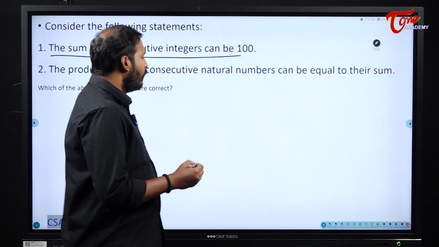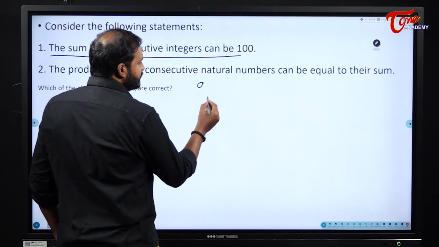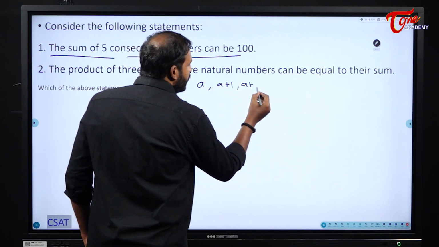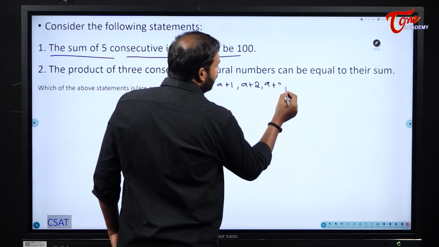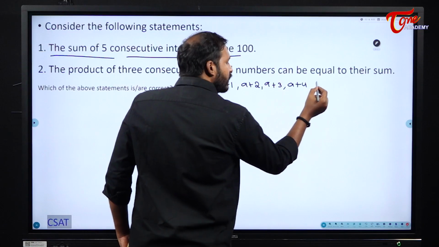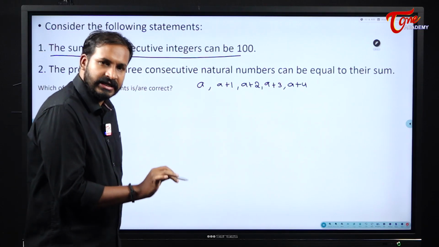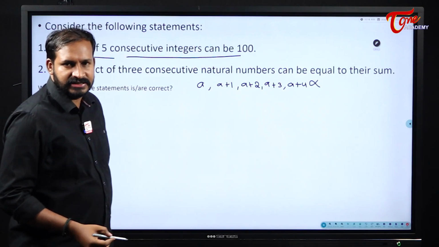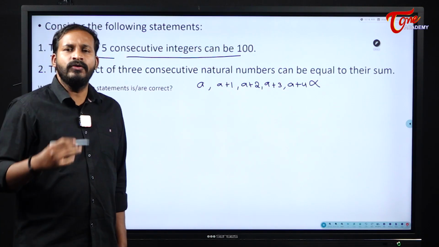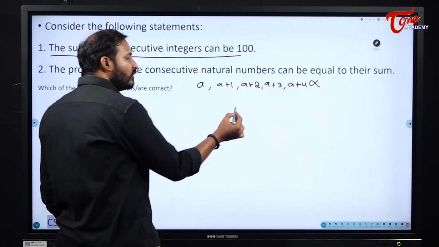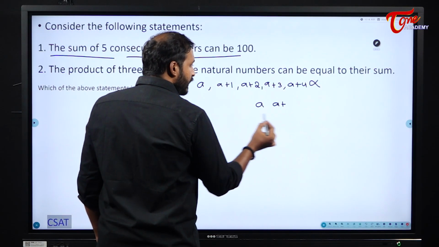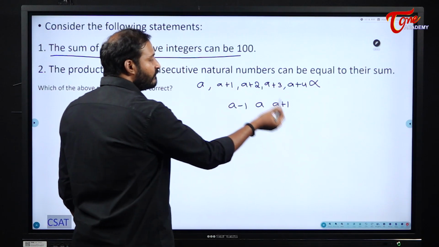Now most of the students will take the first integer as a, the next one as a plus 1, the next one as a plus 2, the next as a plus 3 and the last one as a plus 4. This is correct, there is nothing wrong in taking it like that, but in most cases it will take more time. Instead, how should you take consecutive integers? I will take one integer as a, the next one a plus 1, and the next one a minus 1. I will take one forward and one backward.